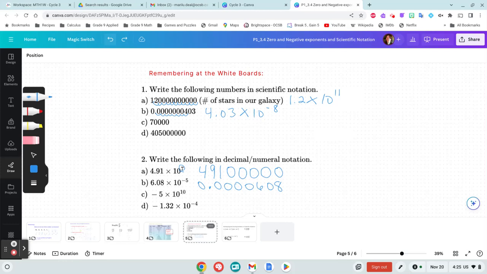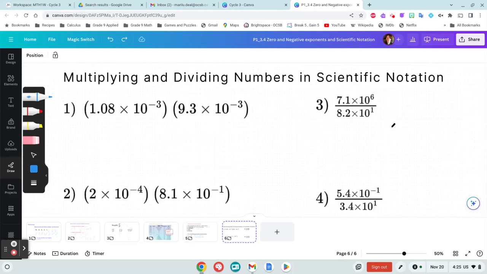So you're probably sitting there wondering, well, why are we just reviewing this? What's different now? Now we're actually going to look at how scientific notation can use exponent rules. So we have 4 examples here. We are going to look at what's happening. When I'm multiplying, I have 1.08 times 10 to the -3 multiplied by 9.3 times 10 to the -3. So I'm going to put my numbers with numbers and my powers of 10 together. So I'm just rewriting it in a different order.